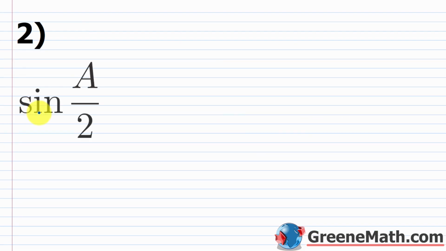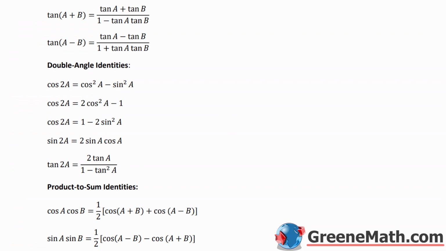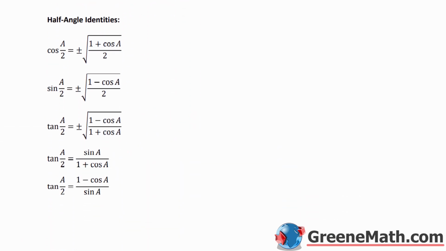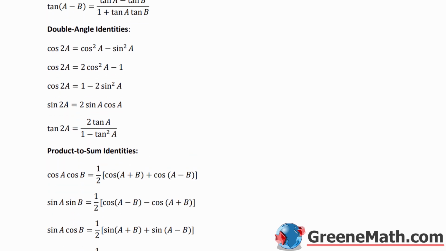So now we have the sine of a over 2. Going back to our handout, if we come back again to the half angle identities, the second one here is what we want. So the sine of a over 2 is equal to plus or minus your square root of 1 minus the cosine of a over 2. So coming back up to the double angle identities, we want the third one that says the cosine of 2a is equal to 1 minus 2 times sine squared a.